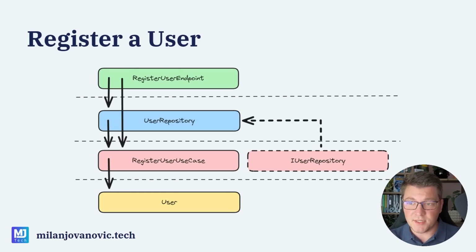Another way to look at this in the context of our register user use case is we would have the user sitting at the bottom, then we would have our use case one layer above, being able to reference the user. Now, because the use case needs a way to interface with the database, we define an abstraction, which is the user repository, which is implemented by the infrastructure layer. And at the top, we have our endpoint that needs to be able to reference our use case in order to expose it to the outside world.